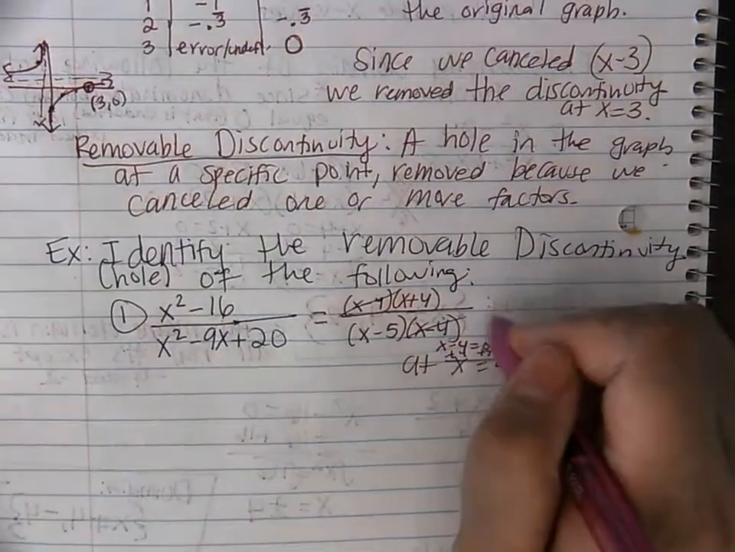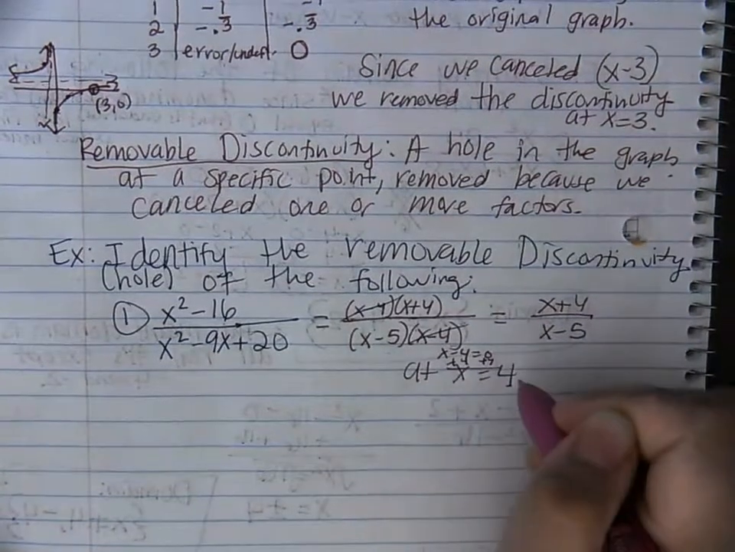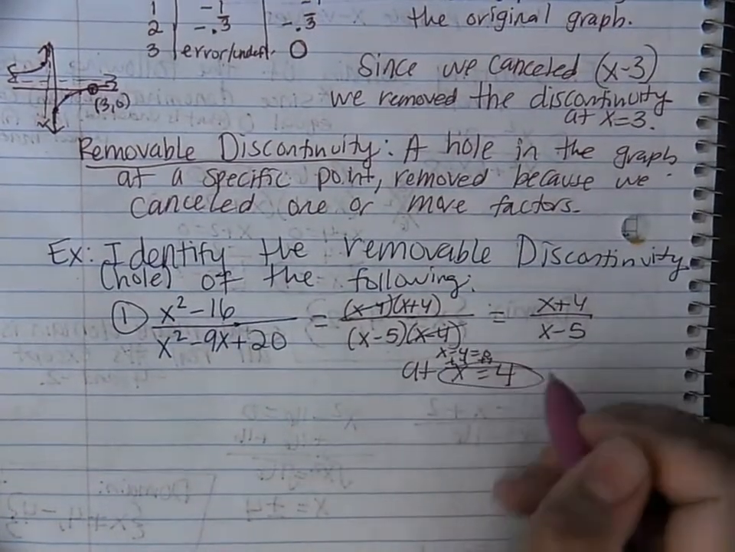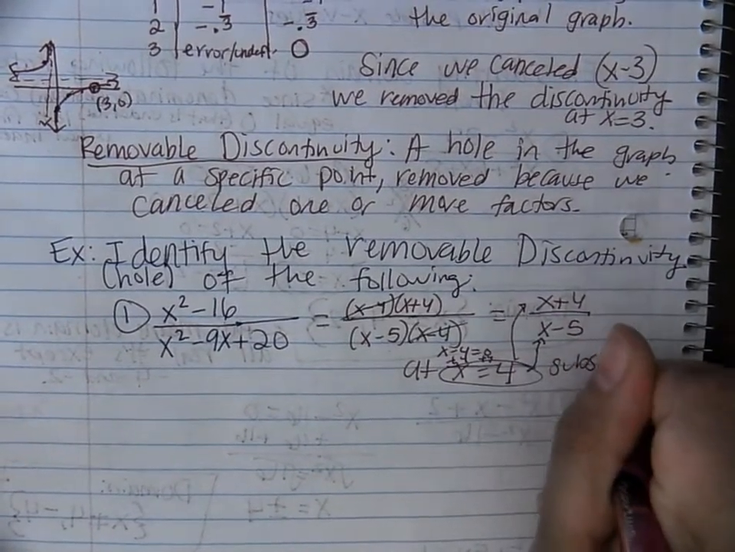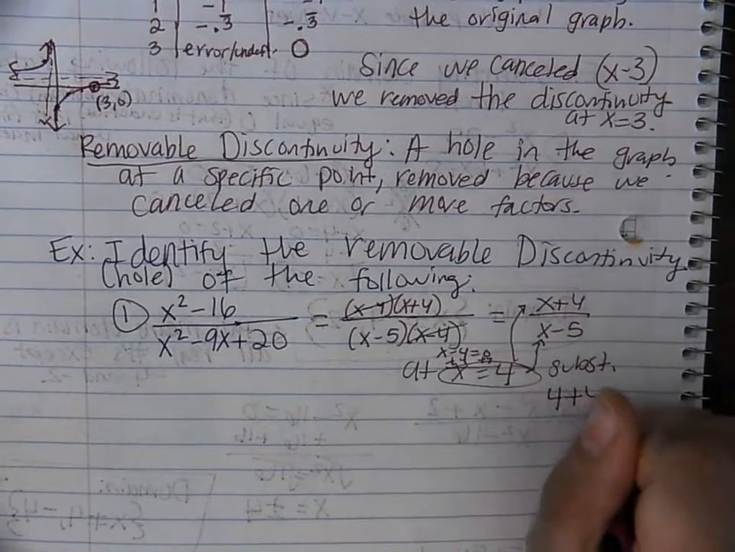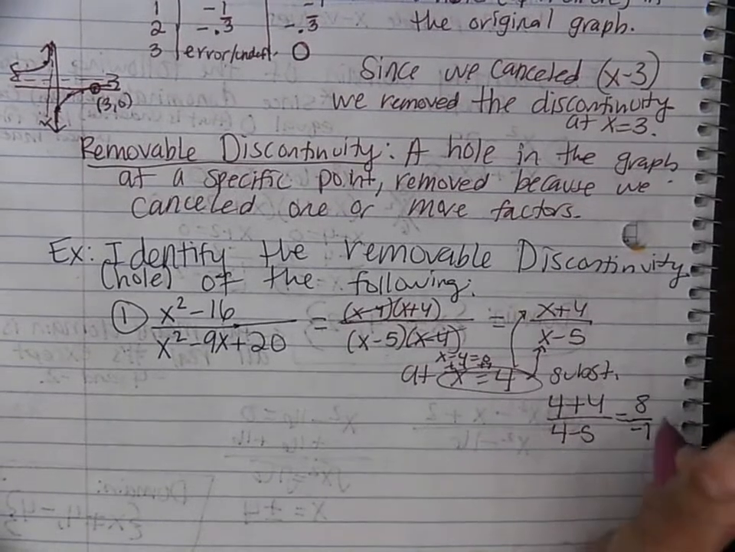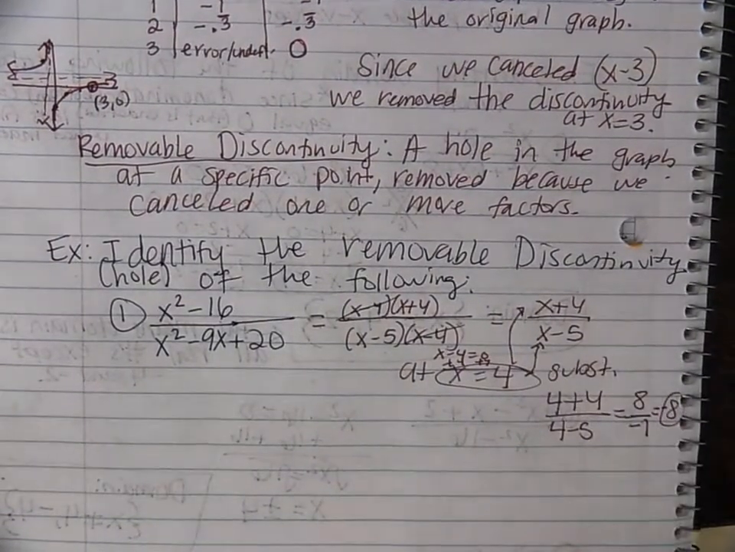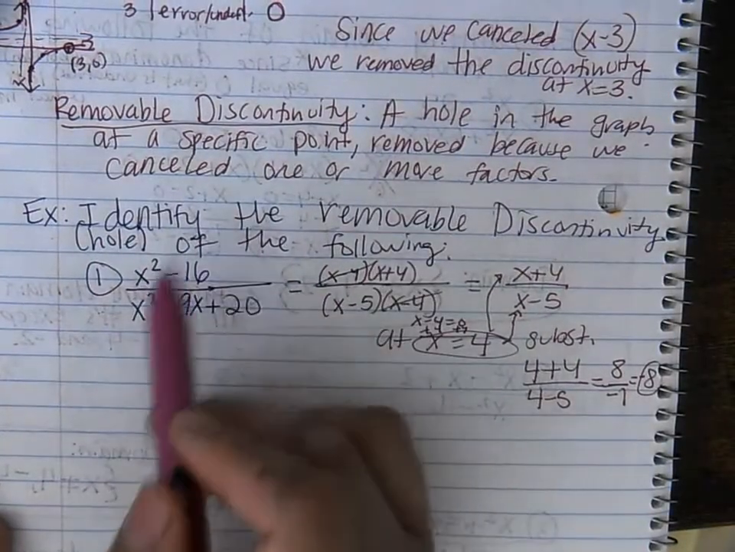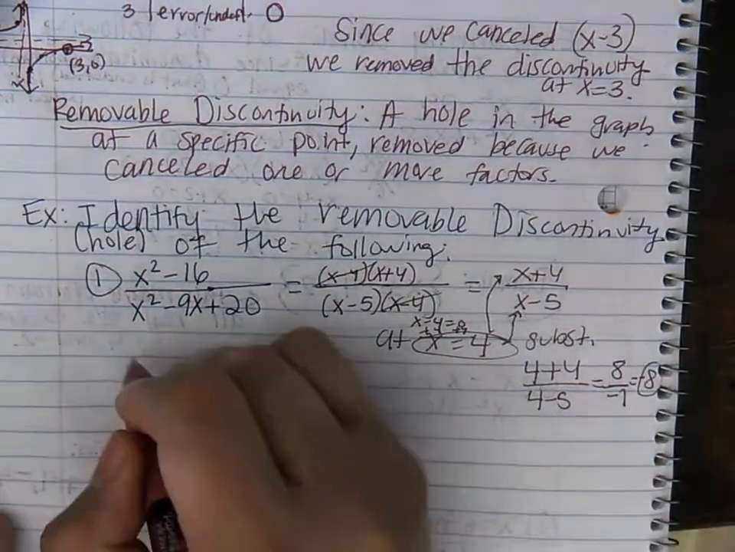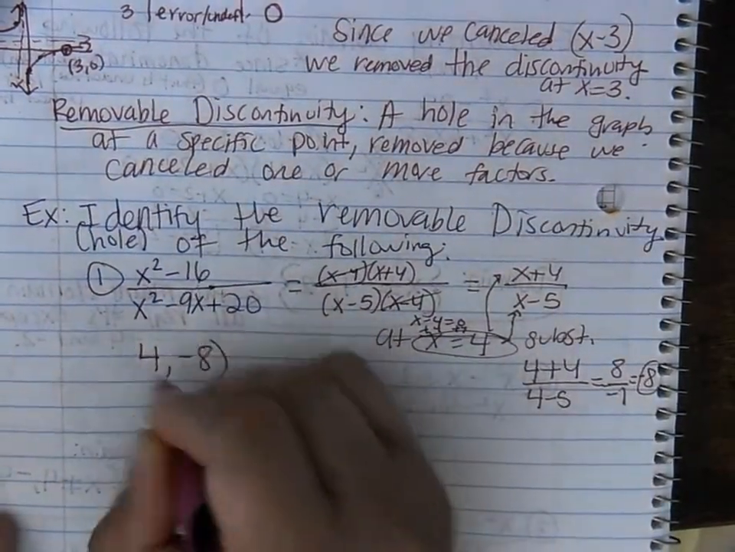And then from there, let's see what's left over: x plus 4 over x minus 5. You want to take this answer that we got, x equals 4, and substitute it back in for both those x's. So we have 4 plus 4 over 4 minus 5. That's 8 over negative 1, or negative 8. So I would write my final answer for the removable discontinuity. It is 4, because that was the x value we canceled, negative 8.